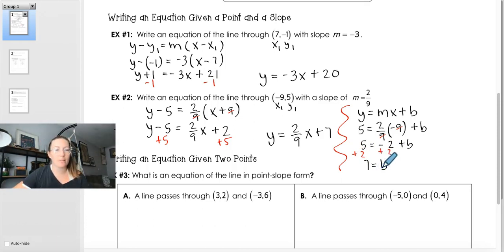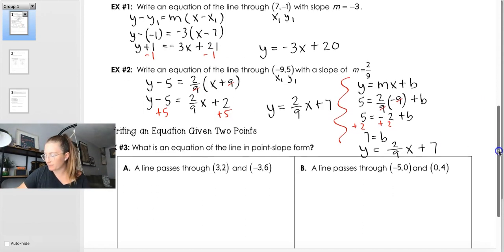So now that I know what my slope is, and I know what my intercept is, plug it into the equation. So I get y equals, my m is 2/9 x plus b, which is 7. And you get the same answer. So if you like this other method, go ahead and use it. If not, just stick to the first one.